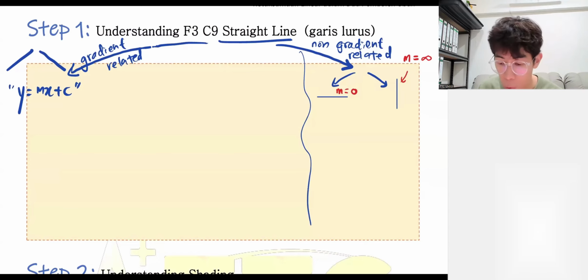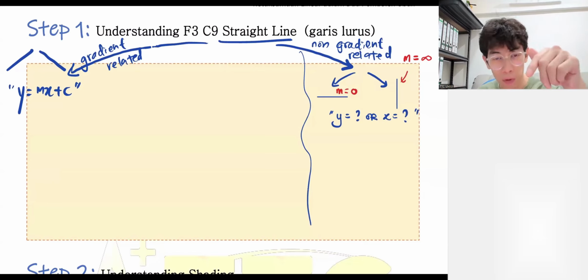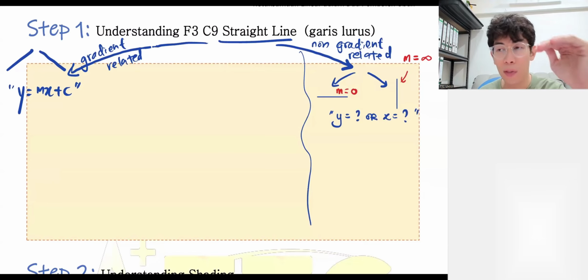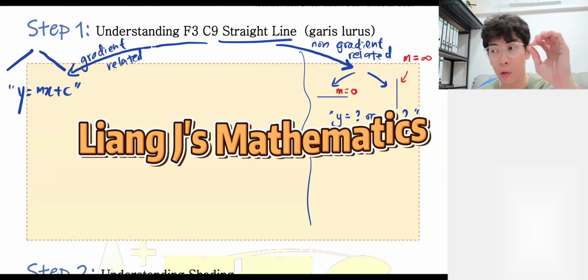Now, we're going to go into how you present the equation. It's either y equals to question mark, or x equals to question mark. Students, I repeat, this is a class regarding Chapter 6, linear inequalities involving two variables, but what I'm showing you is the basic to your Form 3, Chapter 9. You need all these things in order to master it.